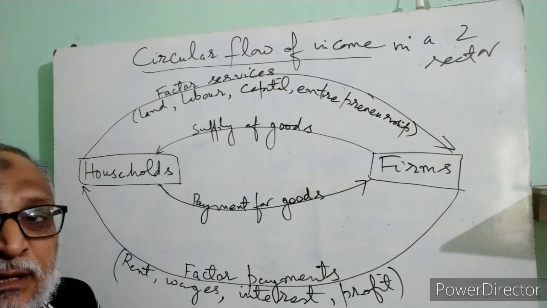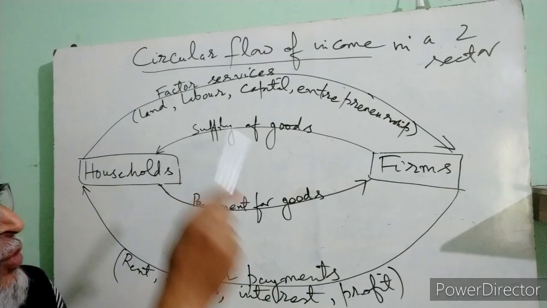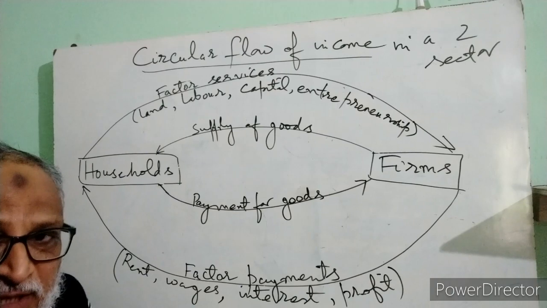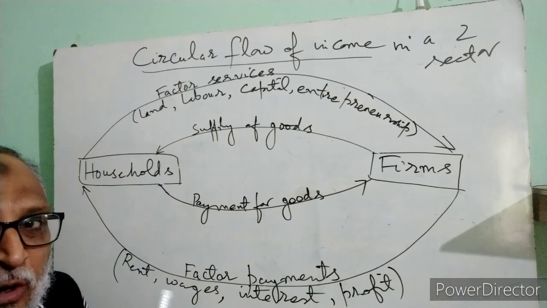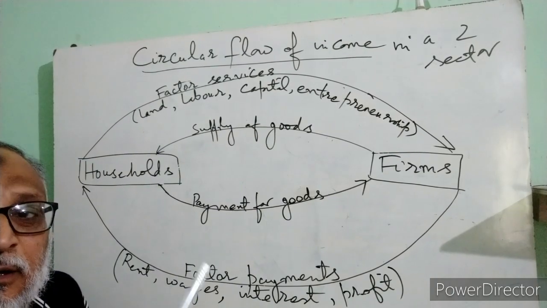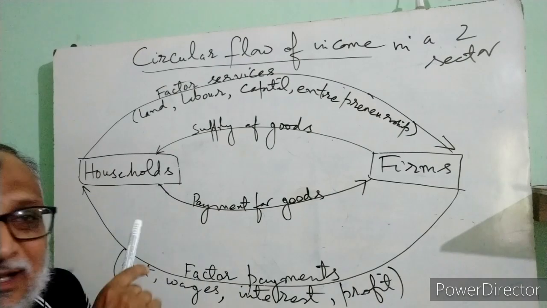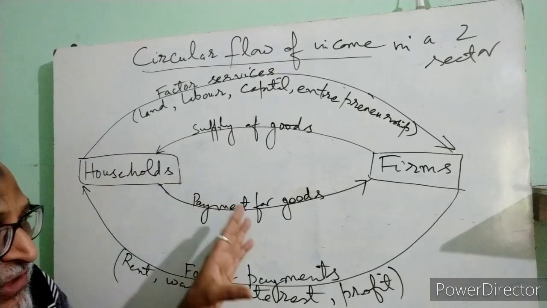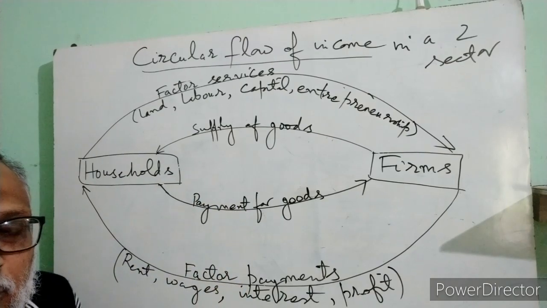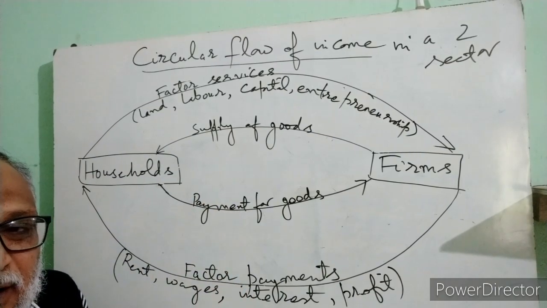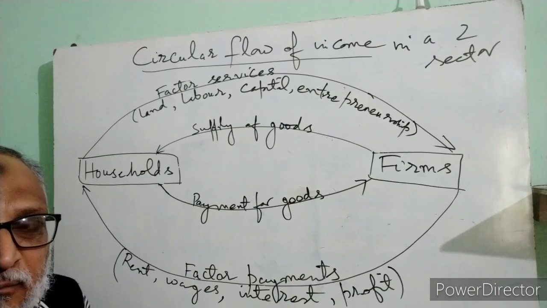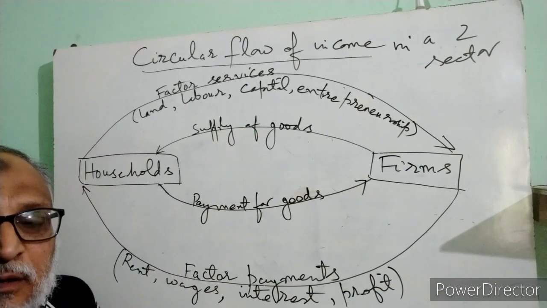Second assumption: you see there is no word government written in the chart. That means government is there in the economy, but government is not interfering in the process, in this circular flow. Neither is the government restricting them for any reason, nor helping these households or firms in any way. So government is there, but there is no intervention of the government.